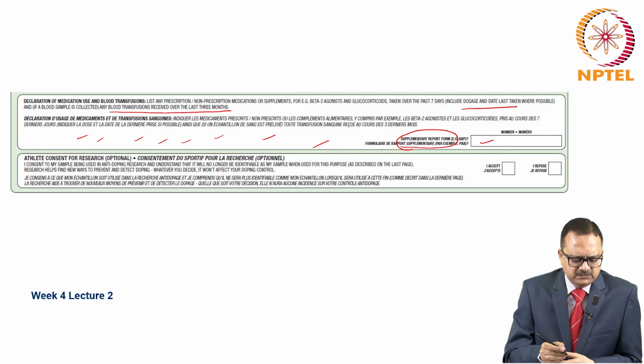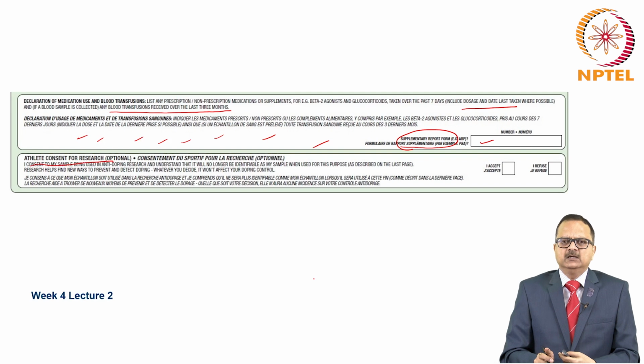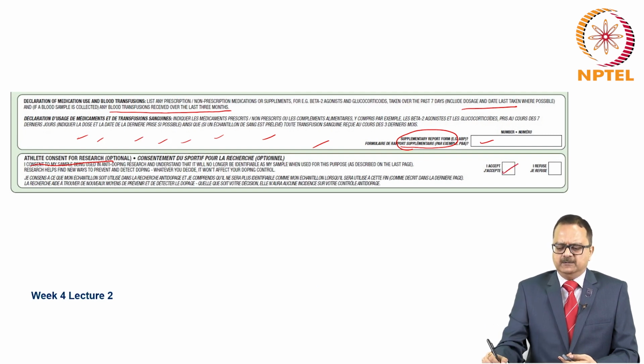If the athlete consents to the use of his sample for research, now it is optional, he or she may consent, they may not consent. The DCO is supposed to ask if the sample can be used for research. If the athlete says yes, then you have to tick it here. If the athlete says no, you have to tick it here.